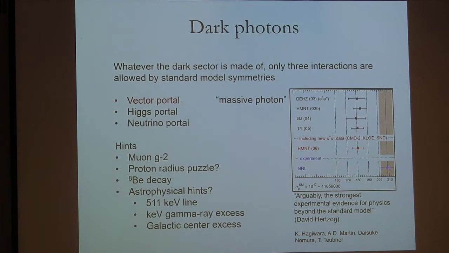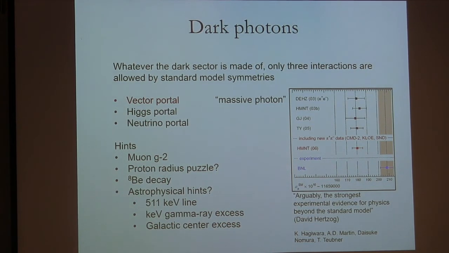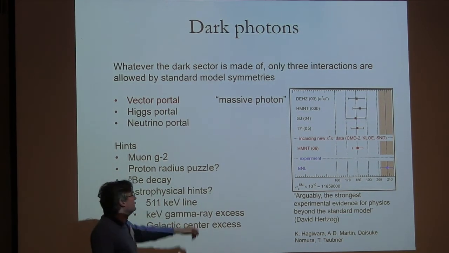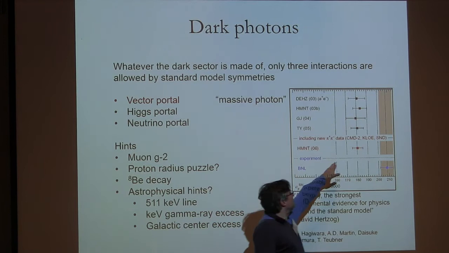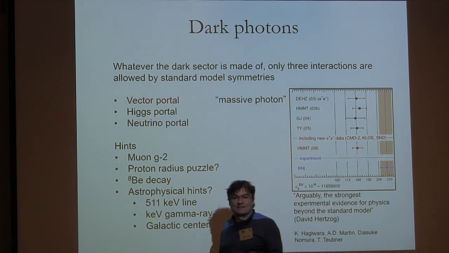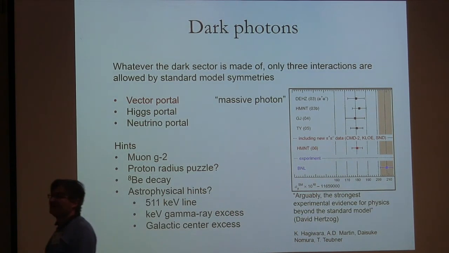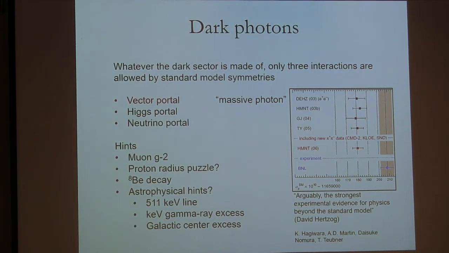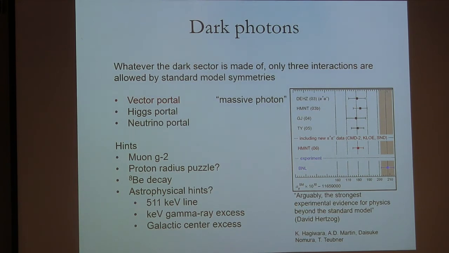It's one of the possible extensions of the standard model that have been considered, and this one has been considered a lot because there are a number of experimental hints for it, such as the measured deviation of the muon's gyromagnetic ratio between theory and experiment. There's a 3.6 sigma signal that has been persistent for years and years, and that could be naturally explained by a dark photon.